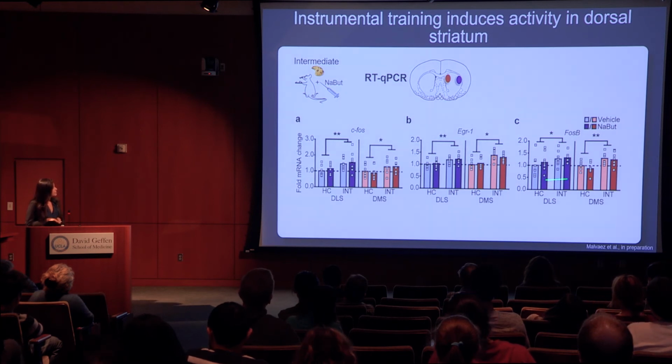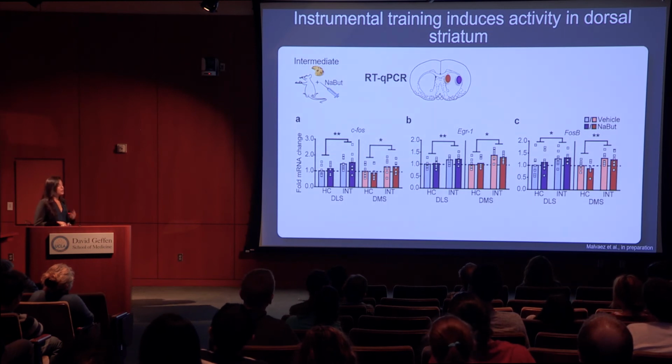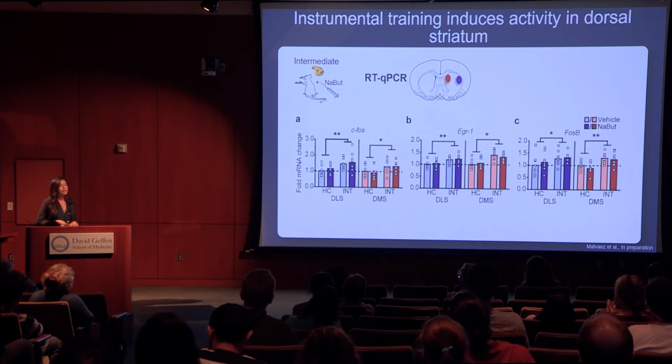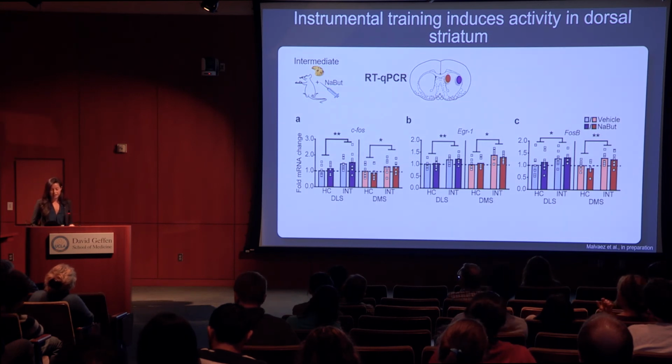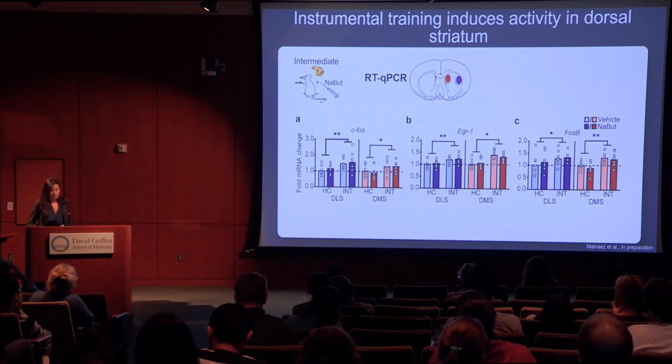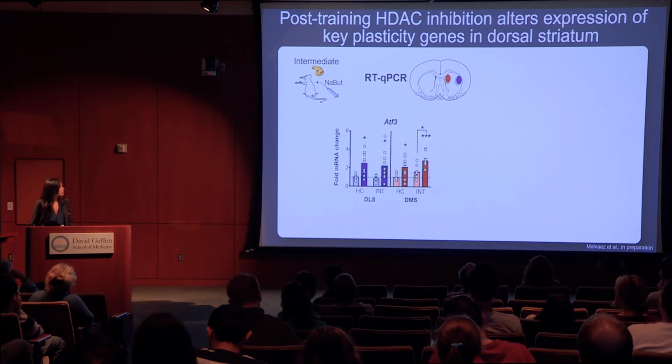And generally what this is showing is that there's an increase in the expression of these immediate early genes in both the dorsolateral striatum and the dorsal medial striatum with no difference induced by the HDAC inhibitor treatment. So generally what we can say from this is that activity in these brain regions is being induced, but what we did see differences in were a few other genes.